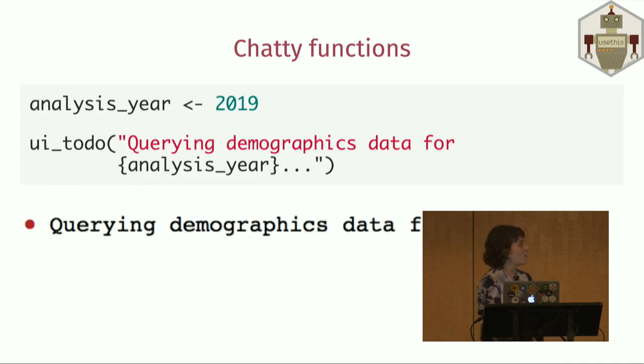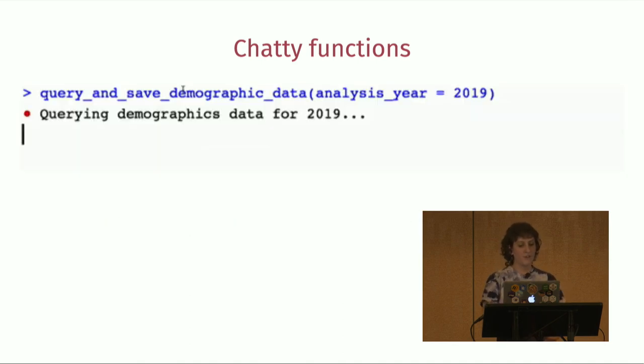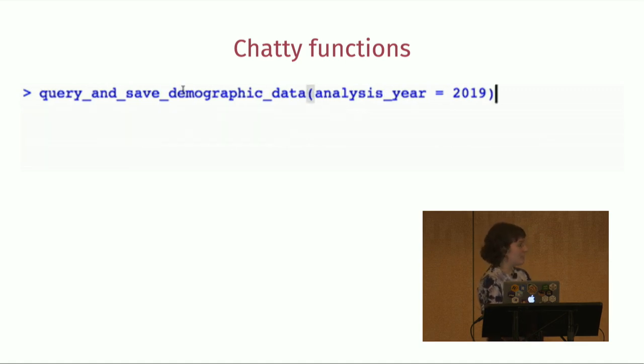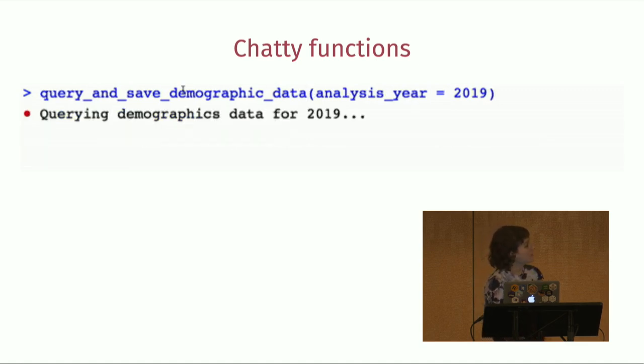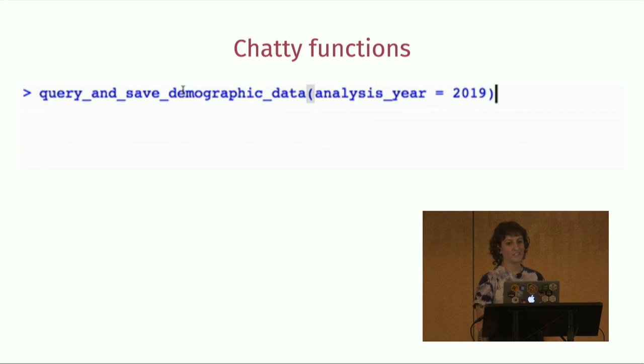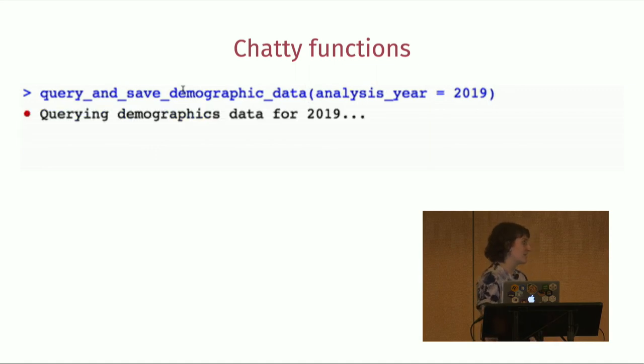You can also use code in these functions. So if I set the analysis year to 2019, and I do ui_todo in this case, I can do querying demographics data for analysis year, and it'll print querying demographics data for 2019 in the function. So at the end, I had a function that when I ran it, it actually helped me keep track of what was going on. So you run it, and it says querying demographics data for 2019, and then it tells you where it's saved. Because if you're coming back to this project a year later, you don't really need to track those things down. It'll just tell you.